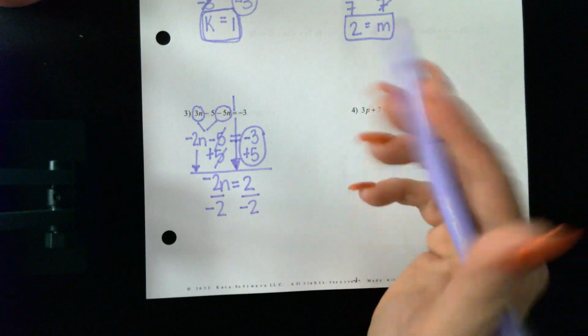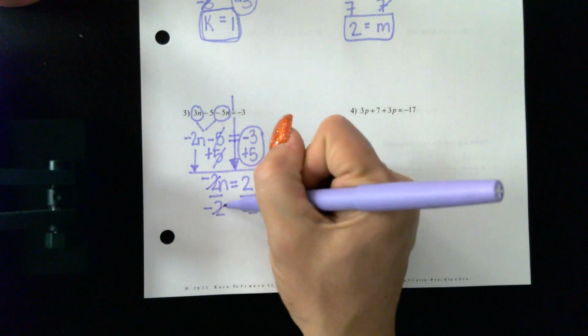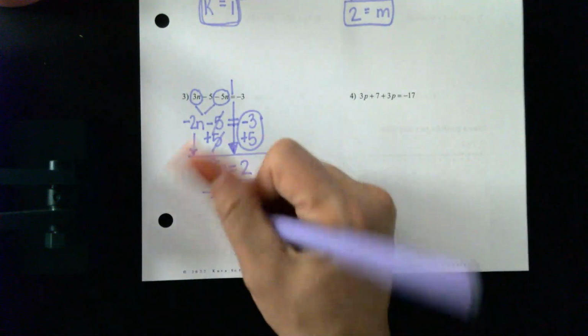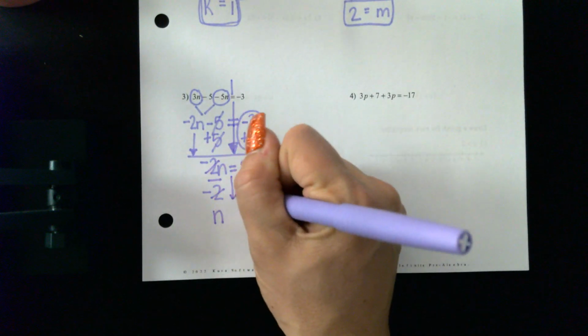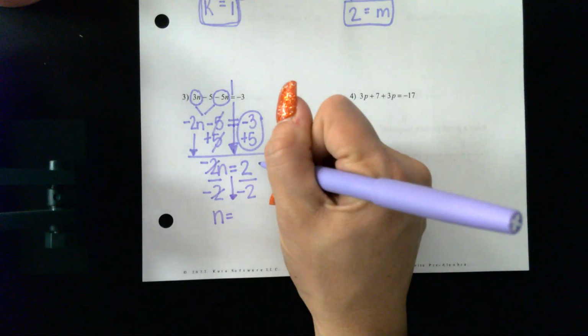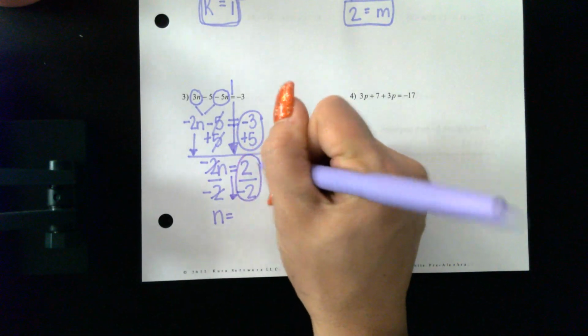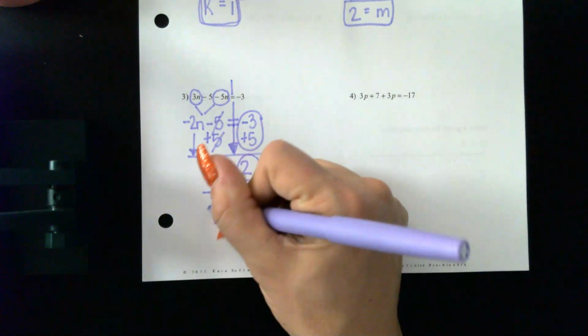The last step is divide by the number in front of the letter. So we're dividing by negative 2, so that way the n is now by itself. Bring down the equal, and then 2 divided by negative 2 is negative 1.